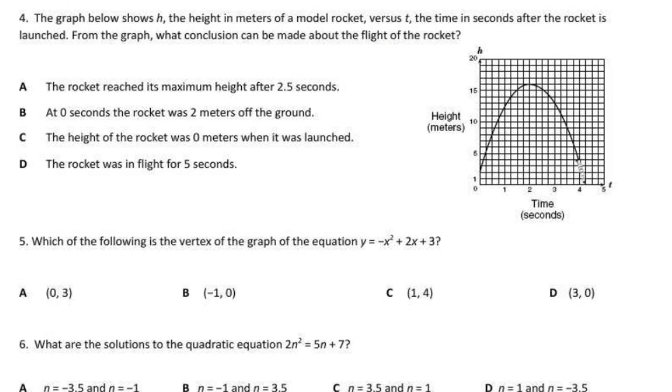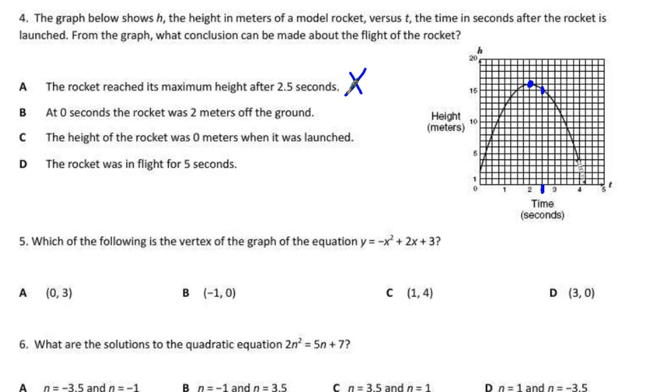All right, looking up here at number 4, we're talking about a model rocket that they shot. So we want to see which of these statements or what conclusion we can make about this rocket. So kind of reading through these answer choices, the rocket reached its maximum height after 2.5 seconds. Well, let's see. So I'm looking at this graph. It looks like his max height or his vertex is about right there. So looking here at 2.5 seconds, that would be right here. So if I draw my line, it doesn't look like that's quite his max height. Hopefully you would agree with me there. So that's going to be a false statement.